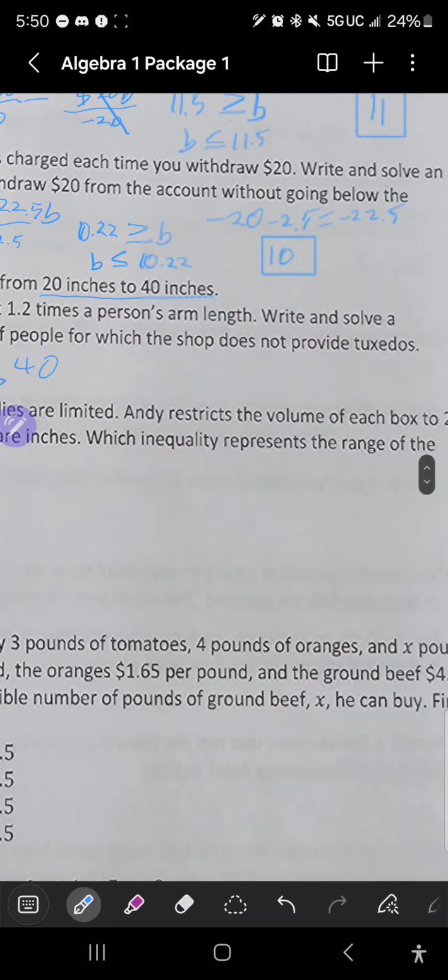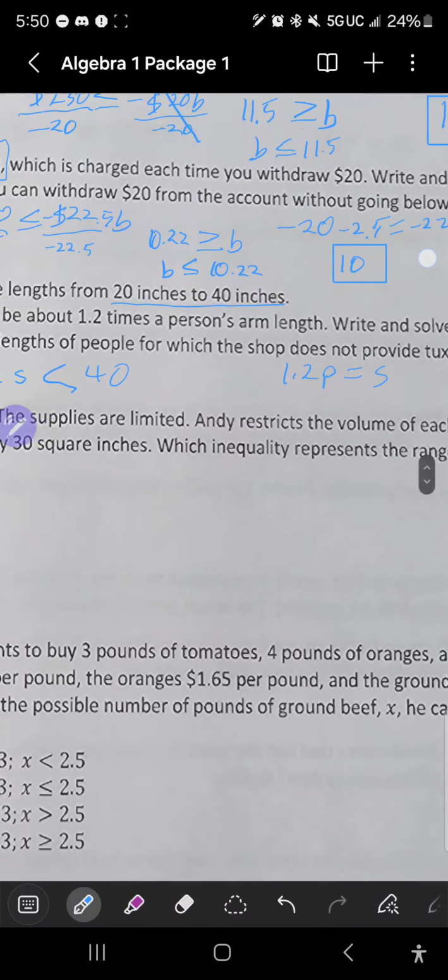So, 1.2 times a person's arm length. I'm going to put P as the person's arm length. So 1.2 times a person's arm is equal to the sleeve, which is S.